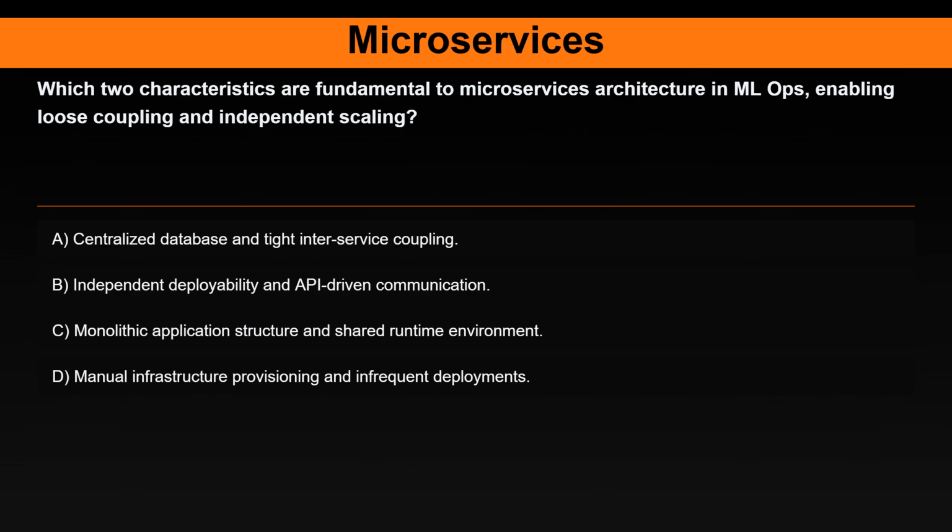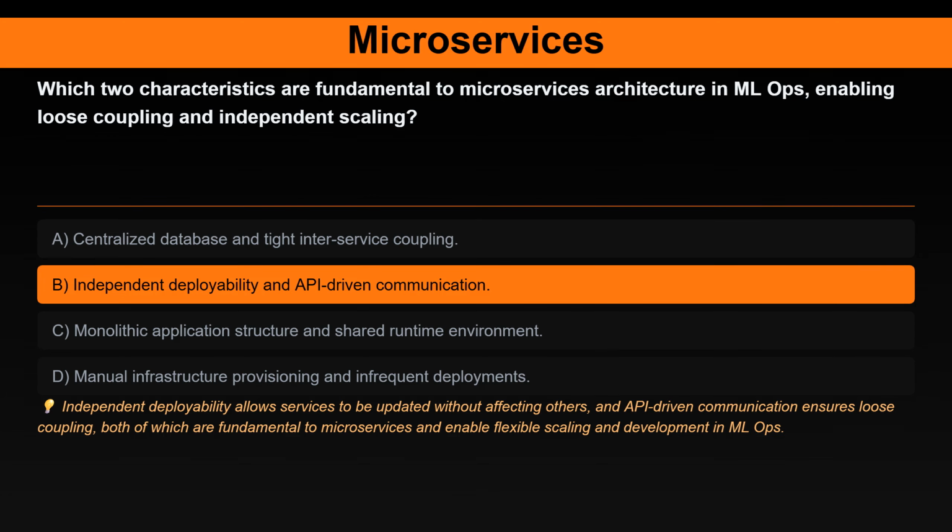Question 2. Which two characteristics are fundamental to microservices architecture in MLOps, enabling loose coupling and independent scaling? Option A. Centralized database and tight inter-service coupling. Option B. Independent deployability and API-driven communication. Option C. Monolithic application structure and shared runtime environment. Option D. Manual infrastructure provisioning and infrequent deployments.